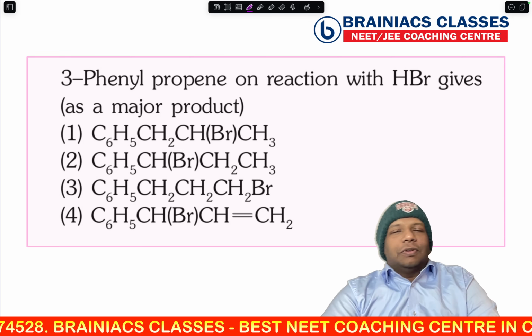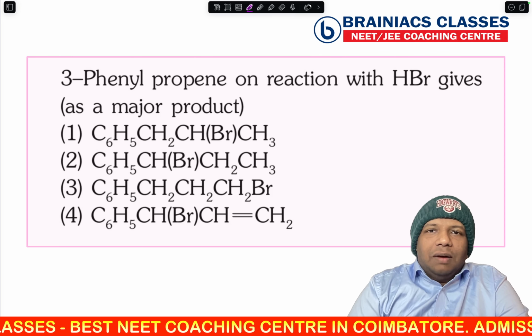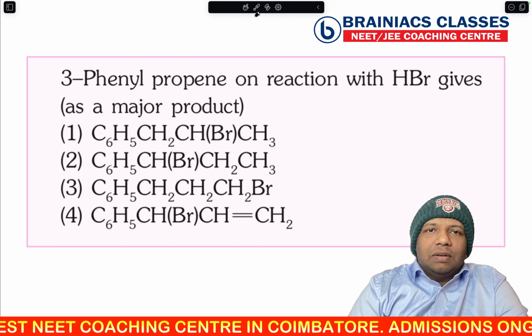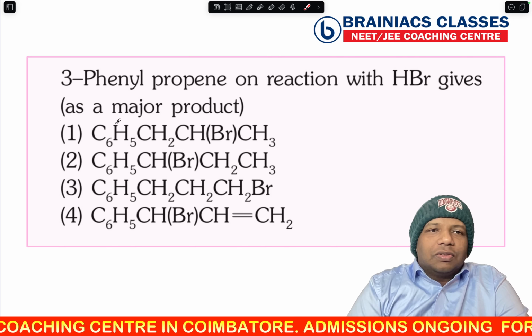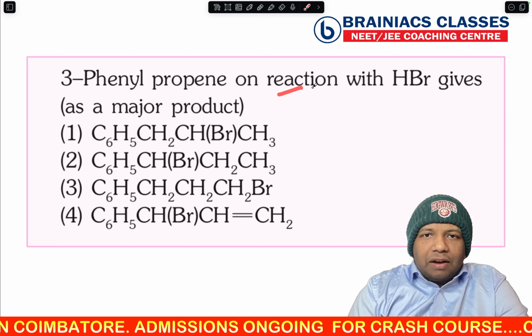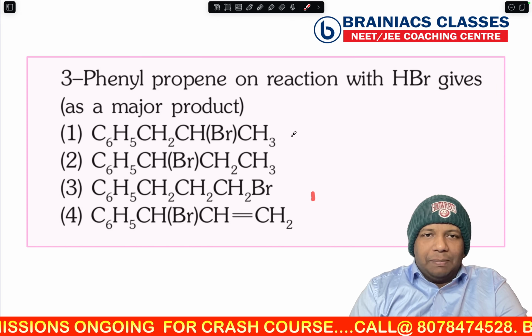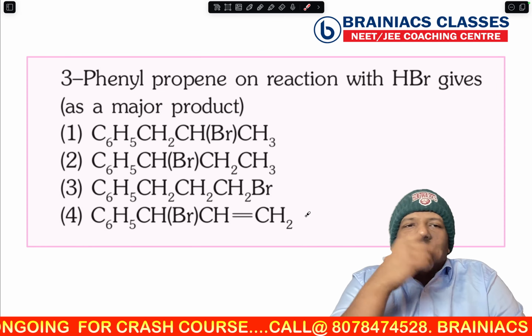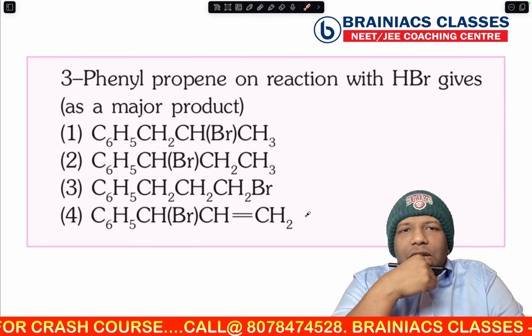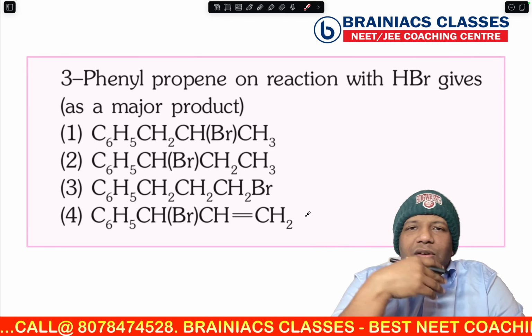The first question in front of you here, all of you could see. Please read along with me, that will give you confidence. The question here is: 3-phenyl-propene on reaction with HBr gives which of the following as the major product? The first challenge is we need to draw 3-phenyl-propene. Next we need to know how HBr reacts with this.